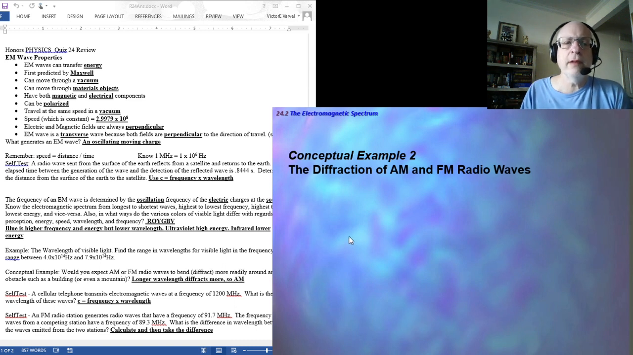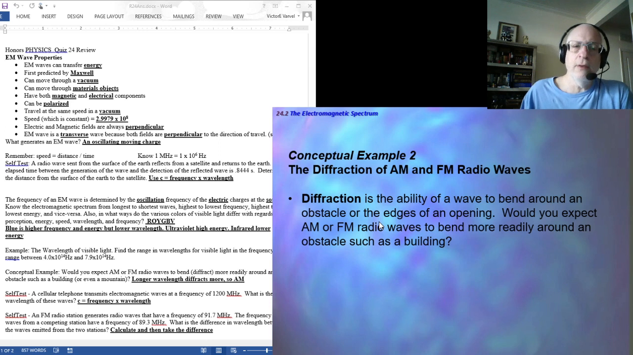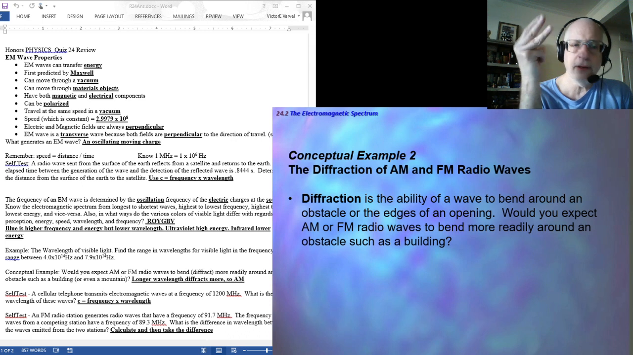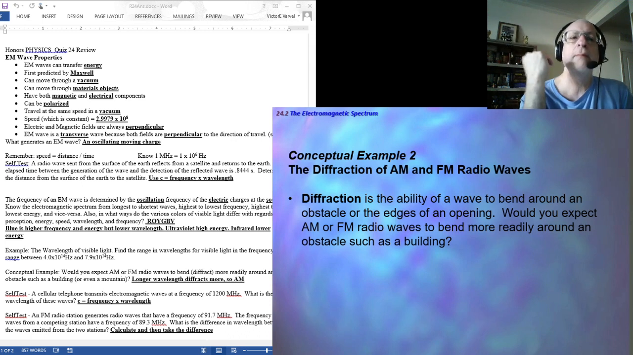Let's look at a conceptual example, the diffraction of AM and FM radio waves. Diffraction, if you remember, is the ability of a wave to bend. Actually, if it's not refraction and it's not reflection or absorption, so you have absorption, reflection, refraction, if it's none of those, it's diffraction. Everything else is defined as diffraction. And part of diffraction is the ability of a wave to bend around an obstacle or at the edges of an opening, right?